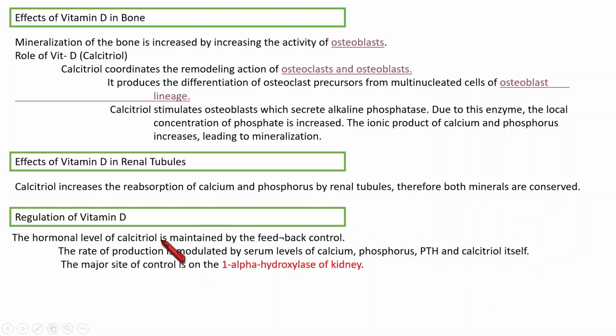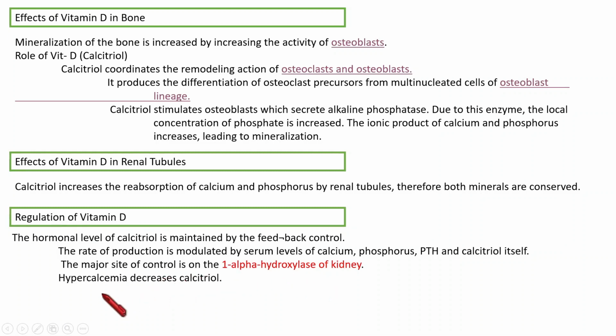Okay. And which is the main site, the main controlling step of this vitamin D synthesis? It is by controlling the 1 alpha hydroxylase. While learning about the biosynthesis of vitamin D, I told that a second hydroxylation at the first carbon happens in the kidney with the help of this enzyme 1 alpha hydroxylase. So, by regulating that enzyme, its expression, the synthesis of vitamin D is controlled.